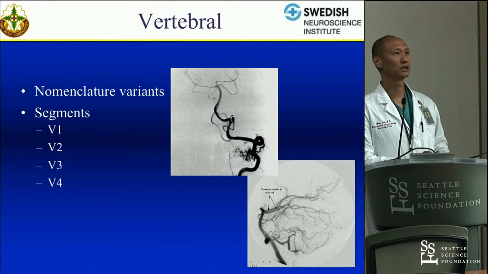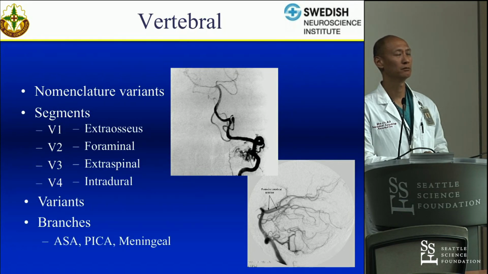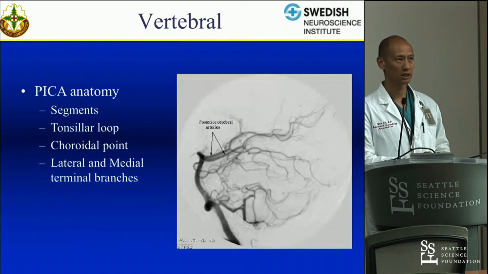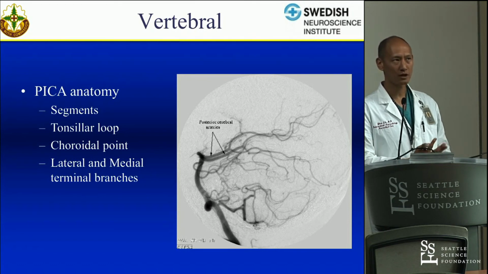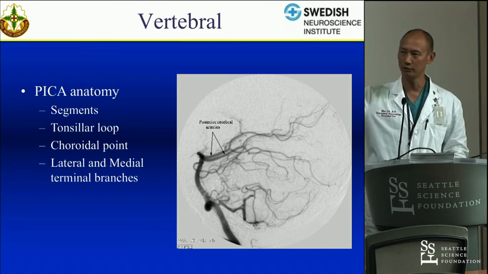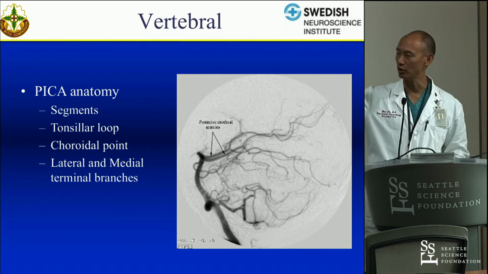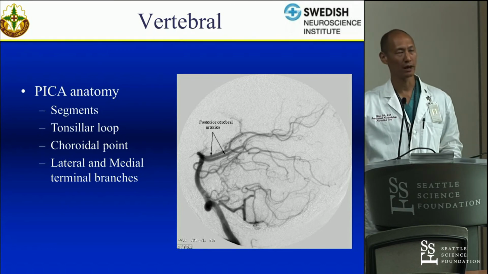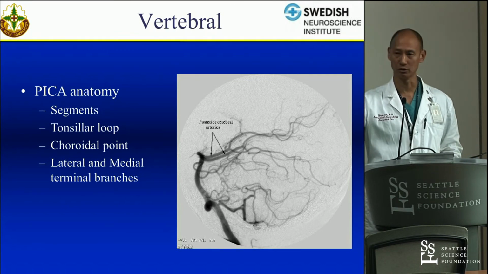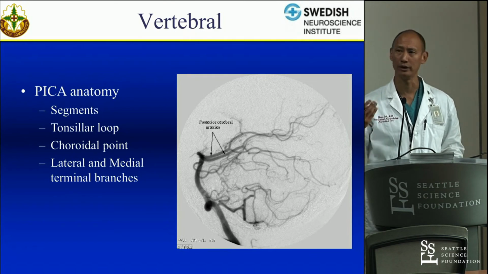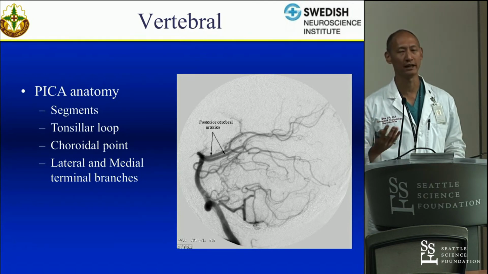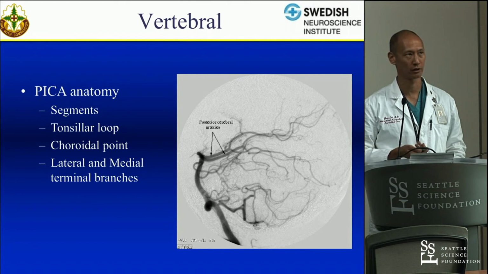We'll breeze through vertebrals. We talked about vertebral segments, or at least Shane talked about those. From an angiographic standpoint, when you're looking at PICA anatomy, you have those medullary segments. It makes a tonsillar loop, and it reaches an apex somewhere close to the obex, and that is called the choroidal point. From that point, that's usually where the supply to the floor of the fourth ventricle arises, and those perforators are very important. So if you have an aneurysm or an AVM beyond that choroidal point, it's usually safer to take without having somebody have a pontine infarct.